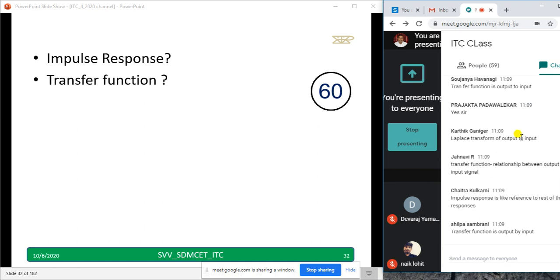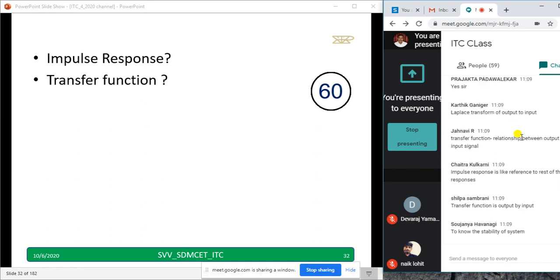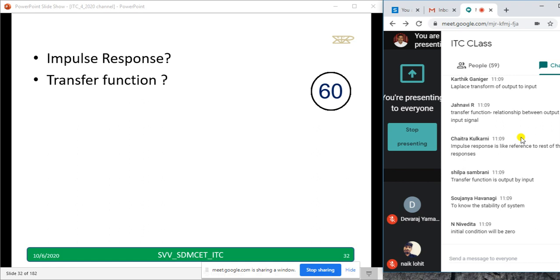Chaitra Kulkarni has typed something, I appreciate. Chaitra, thank you. Saujanya is telling to know the stability of the system. This is also a little bit okay. Saujanya, thank you. Shilpa is telling the equation, transfer function is the output by input. But what you understood from that? I don't want what you remembered. Remembering is different and understanding is different. Most of you are remembering equations. I want what you understood out of that. Nivedita is telling initial conditions will be 0 for something she is telling.